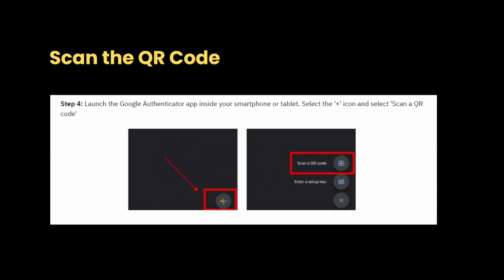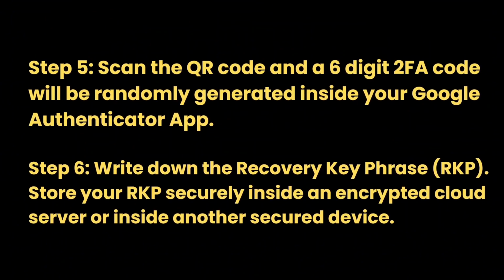After setting up your Google Authenticator app, launch it inside your smartphone or tablet, click the plus icon and then select scan a QR code. Scan the QR code and a 6-digit 2FA code will be randomly generated inside your Authenticator app.